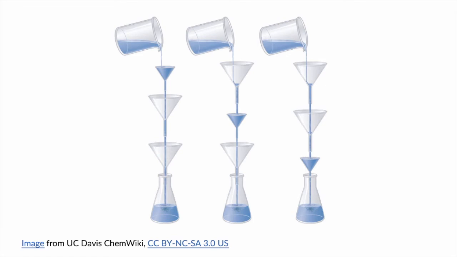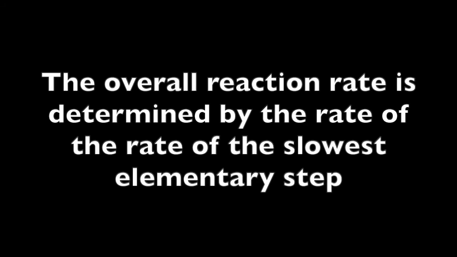Here's an analogy. Imagine you're pouring water into a series of funnels. The slowest funnel, in this case the smallest funnel, is going to determine how fast you can get the fluid in. In this example, the small funnel is the rate limiting step. The liquid won't go into the larger funnels until it's passed through the smallest funnel first. The overall reaction rate is determined by the rate of the slowest elementary step. And we call this the rate limiting step or rate determining step.